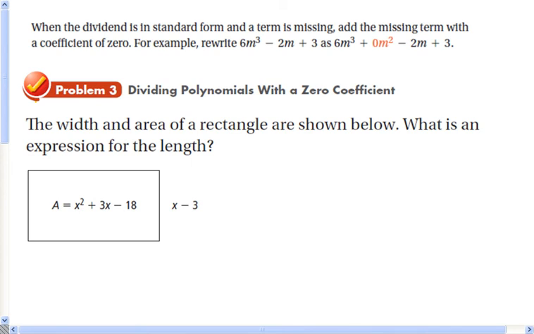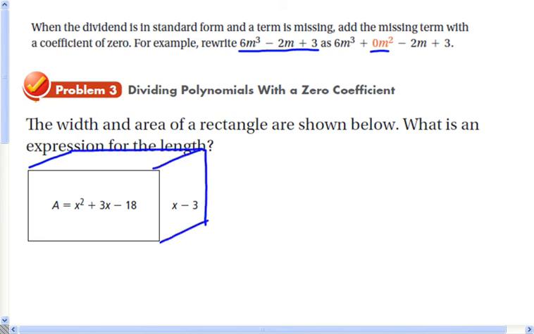All right, when the dividend is in standard form and a term is missing, add the missing term with a coefficient of 0. So see how they rewrote this with the 0 there? So you can do long division. All right, I'm going to change this problem just a little bit so that it works out better.